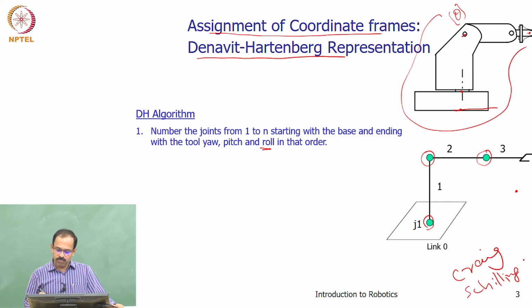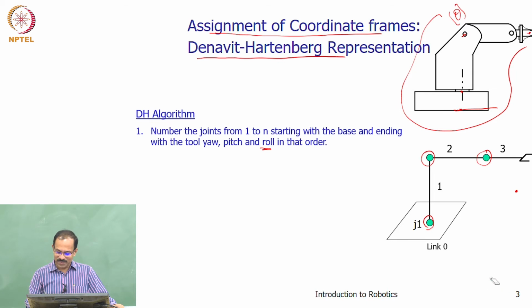I follow the Schilling convention. That is why I am doing this link 0, 1, 2, etc. But if you follow Craig, there may be a slight difference, but the final formulation will be the same. But try to follow one of these, otherwise you may find it a bit difficult if you mix up these things. All right. Now, J2, J3, etc. we have till J6, whatever it is.